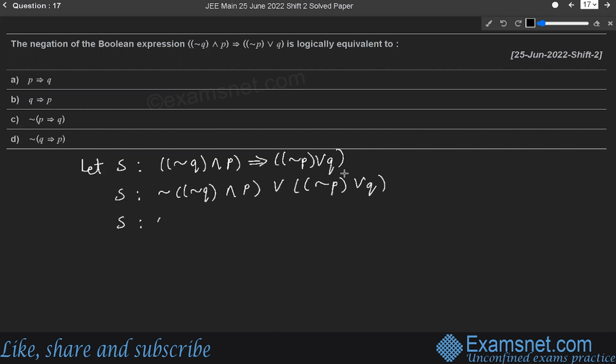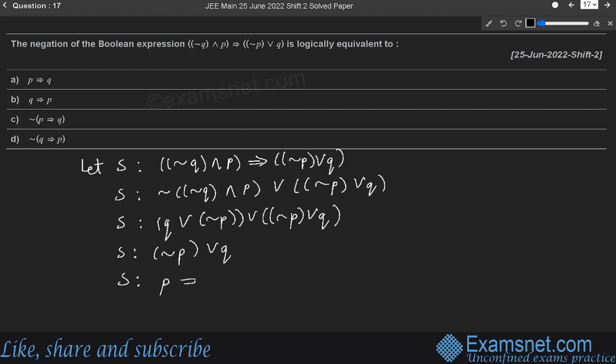So S will be such that Q with negation of P, with negation of P and Q. So S will be such that negation of P with Q, and S will be such that P implies Q. So we can say that negation of S will be P implies Q. Therefore, the correct option is option number C here.